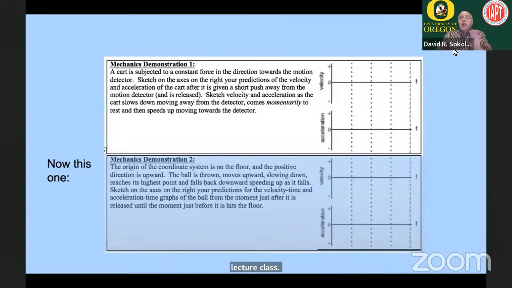Let me show you just one other related demonstration. It's the other one that's on your sheet, because this relates to asking if there's another analogous situation. The second demonstration asks, what happens if you have a ball and you toss it in the air? It moves upward, it reaches its highest point, and it comes back down again. What would the velocity and acceleration graphs look like?